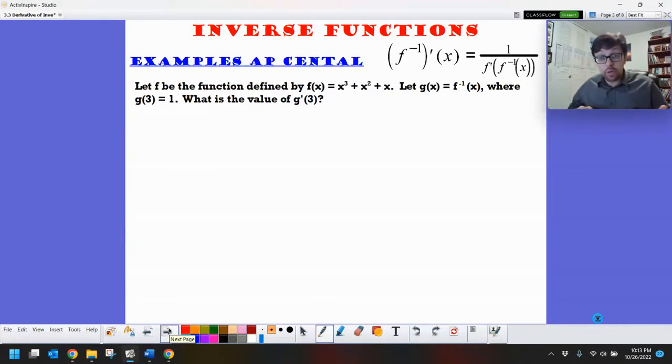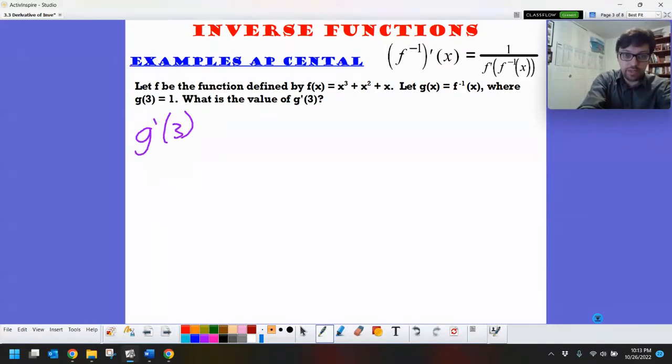To make this a little bit more clear, now we're calling the inverse and the original function different letters. So g of x is the inverse function, and f of x is the original function. So again, what we're looking for is what g prime of 3 is. So that's going to be 1 over the original's derivative evaluated at the inverse value of 3.